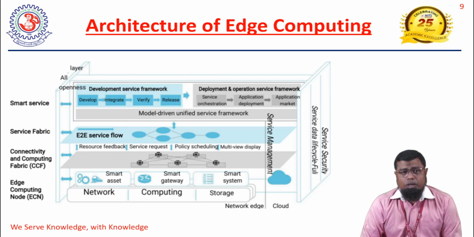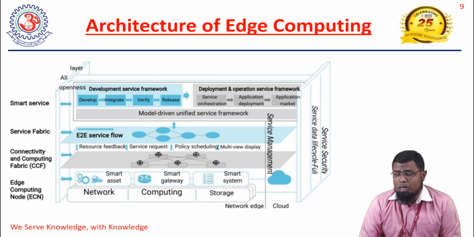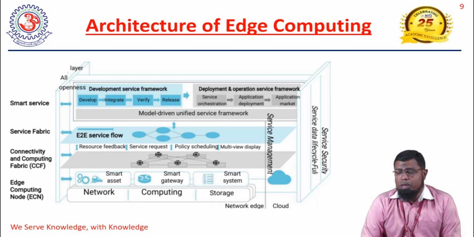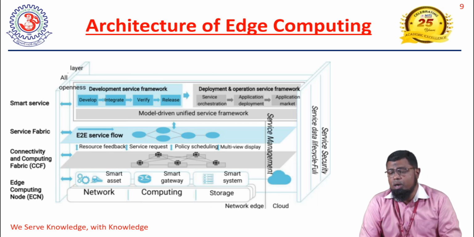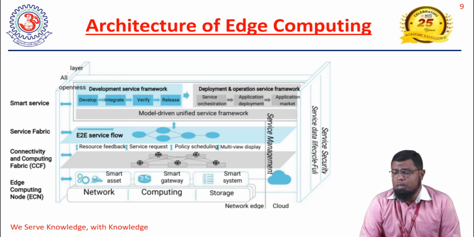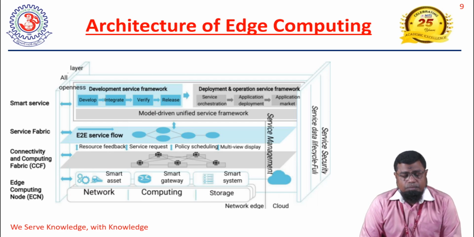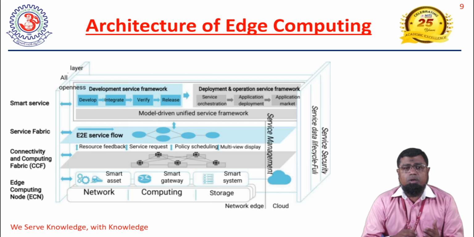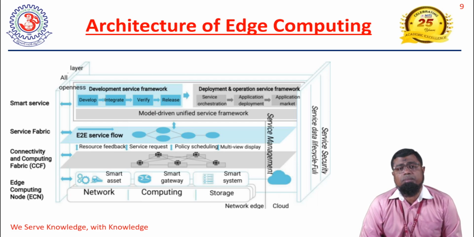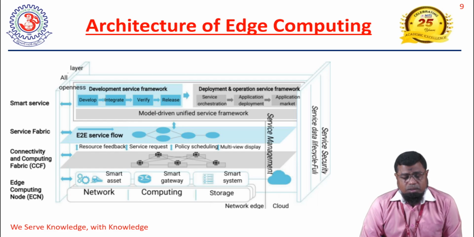Now I am going to explain from the top layer, that is smart service. Let us see what smart service is. Smart services are based on a model-driven unified service framework, with intelligent coordination between service development and deployment. We can see that there are two classifications. One is separated with blue color and one with gray color. The blue color represents the development service framework. The gray color represents the deployment and operation service framework. These two sections collectively we call smart service.